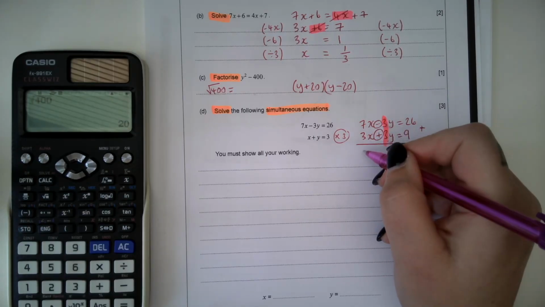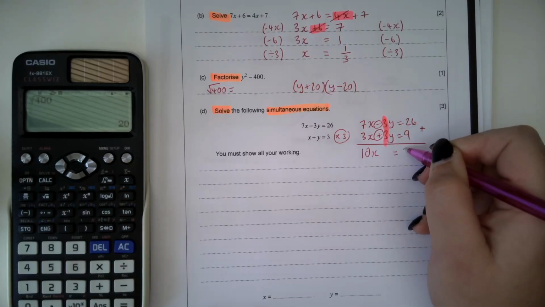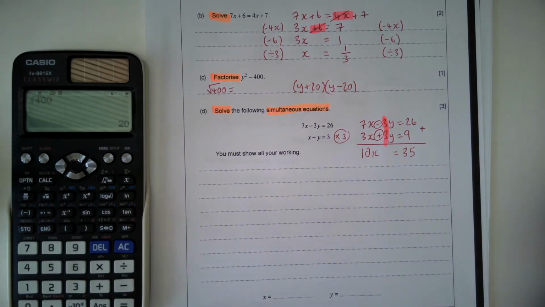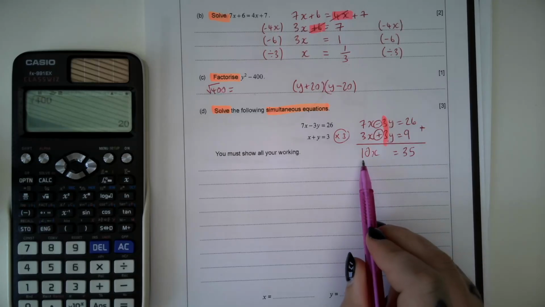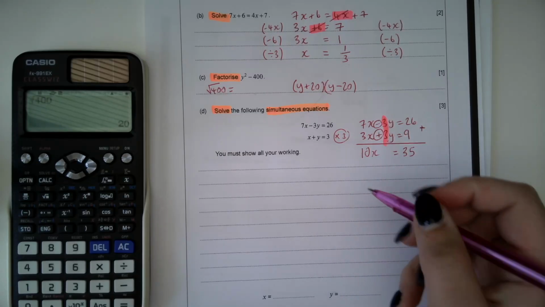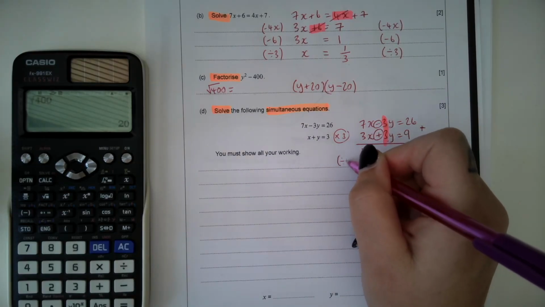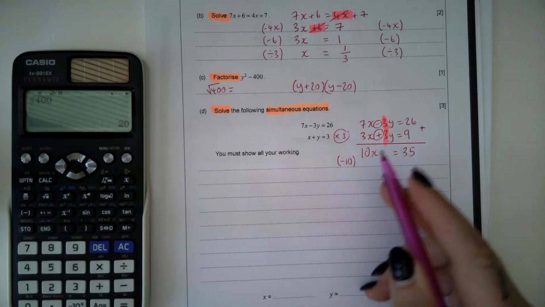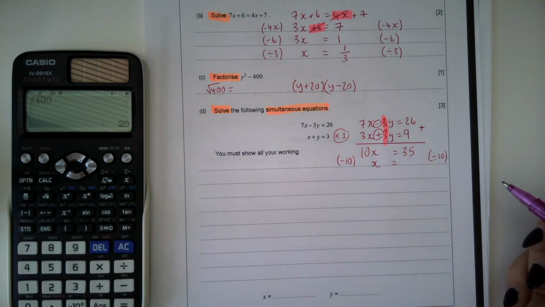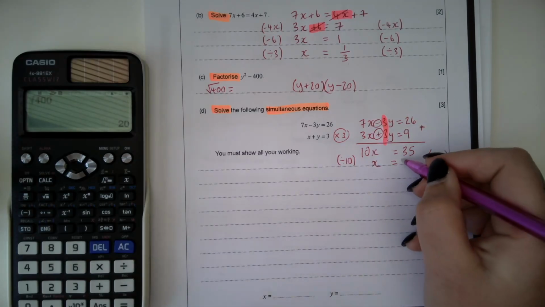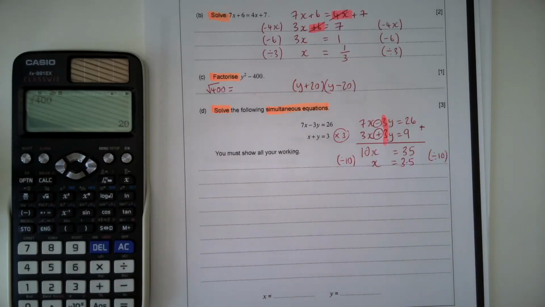So 7x add 3x is 10x. 26 add 9 is 35. Now we've got a one-step equation that we can work with to solve for x. So 10x is 10 multiplied by x. The inverse of multiplying by 10 would be to divide by 10. 10x divided by 10 is x. We have to do the same on the other side, remember, to balance the equation. 35 divided by 10. I know that's 3.5, but if you weren't sure, that's what your calculator's for, guys.